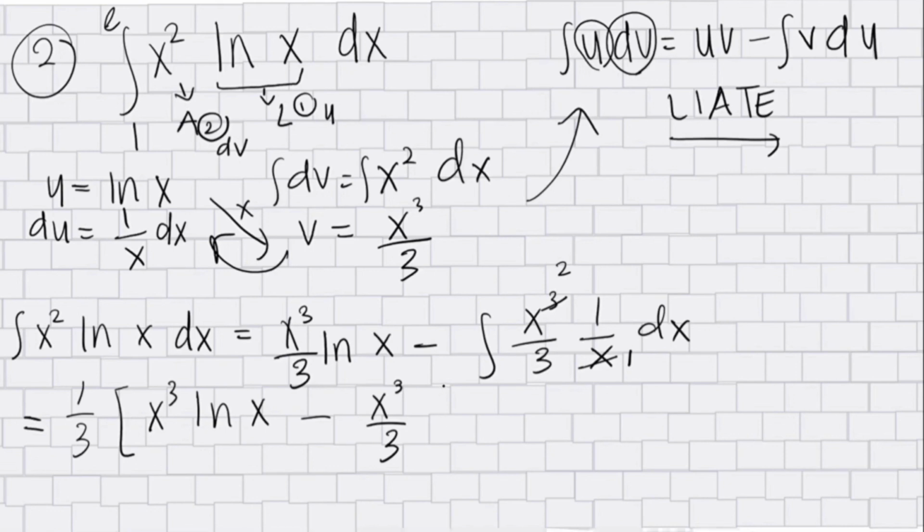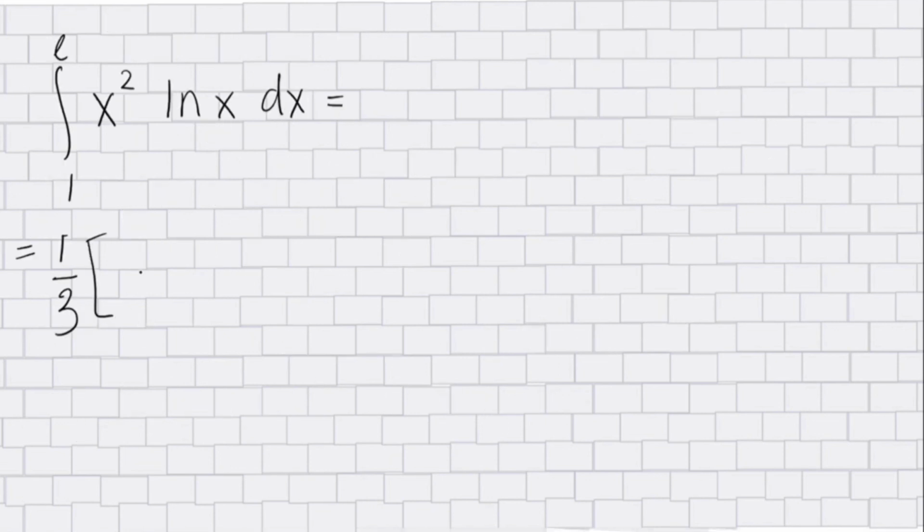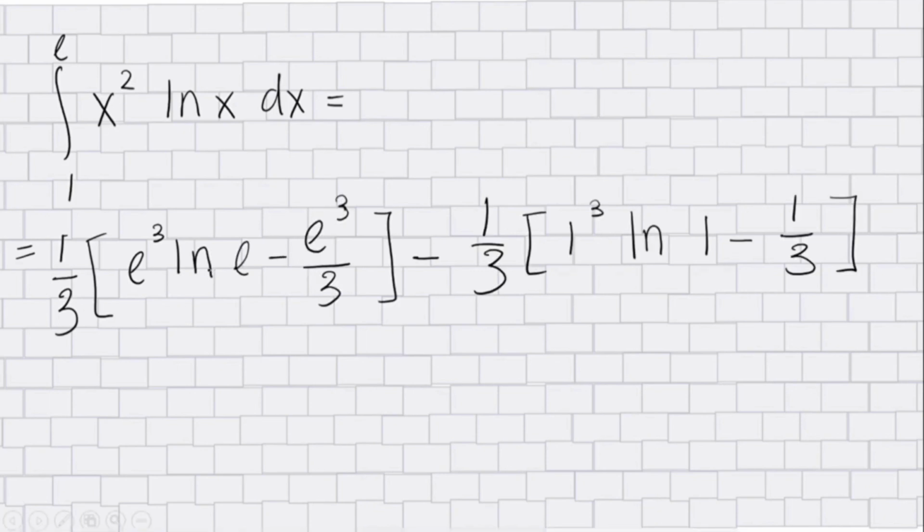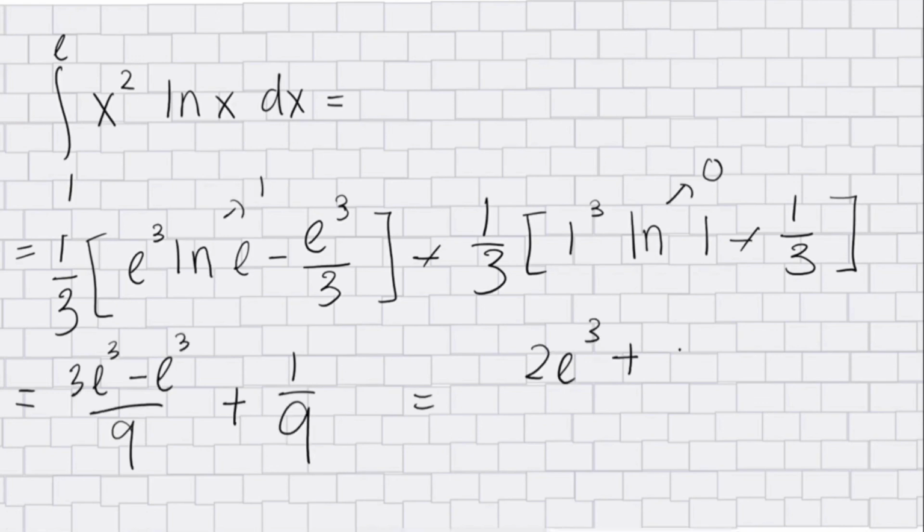Don't forget the plus c because we didn't put the limits yet. We need to substitute the values of e and 1. After we substitute both values, we can solve it as usual. So the final answer is 2e to the power of 3 plus 1, over 9.